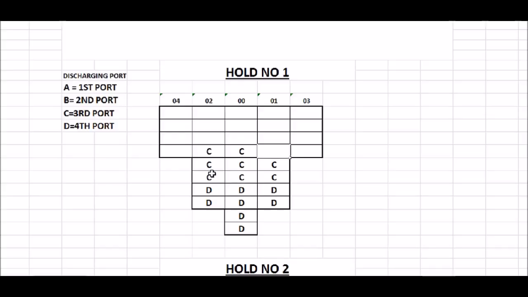Okay. Now we can see over here, this is like port listed. This will be port listed because here is the container. So okay, we can put one C here.